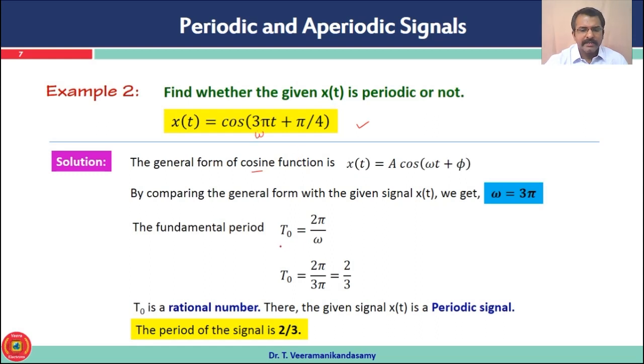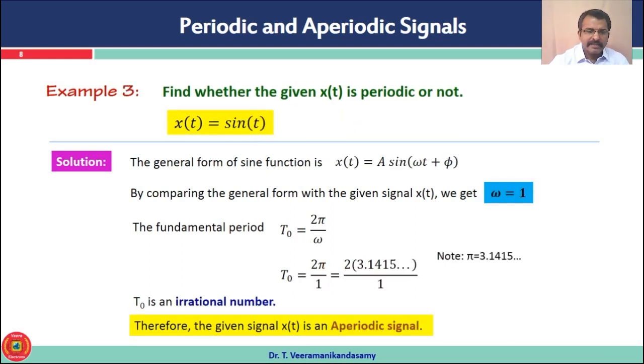We are going to calculate the fundamental period t naught. So t naught is equal to 2 pi by omega. Substitute the omega value here: 2 pi divided by 3 pi. Then pi will get cancelled. Finally we will get 2 by 3. So it is a ratio of integers, so definitely it is a rational number. Therefore the given signal x of t is a periodic signal, and the period of the signal is 2 by 3.